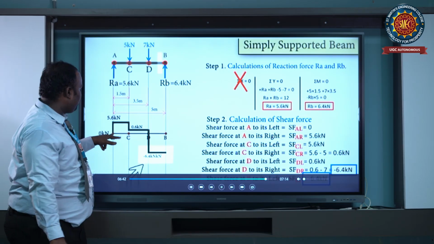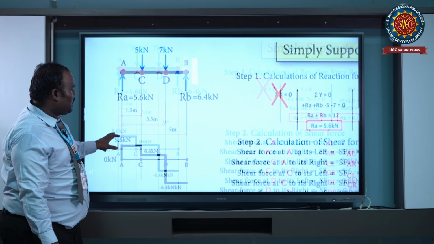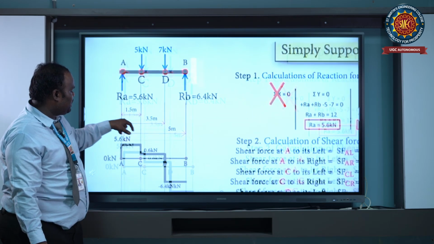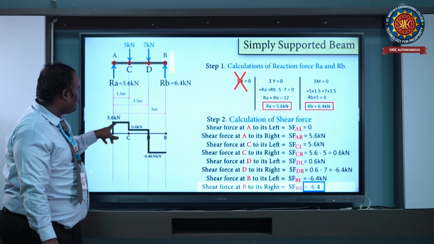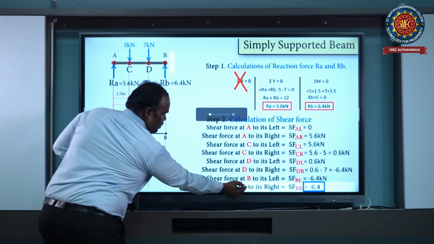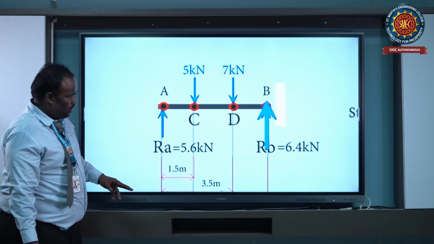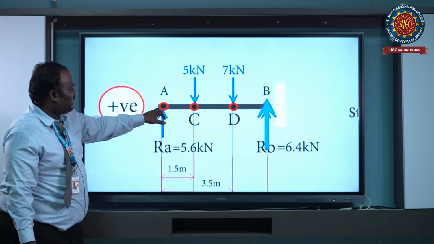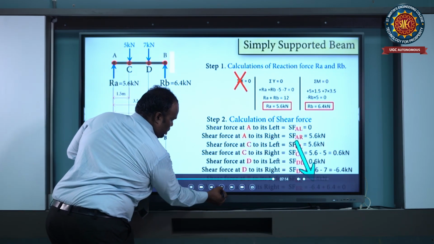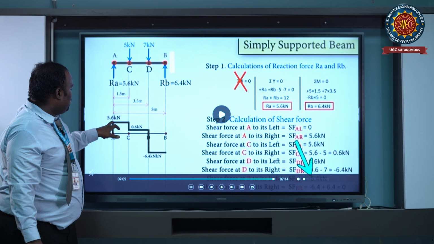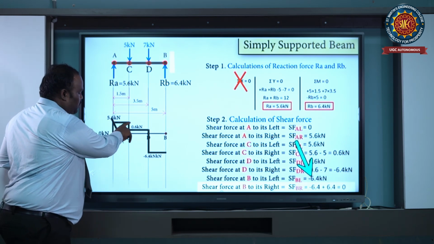So here we draw the shear force diagram. At point A it is 0. Finally, we calculated that at point A it is 5.6 in the upward direction. From A to C there is no loading, so it is constant. Then the shear force is a constant line at 5.6 from the neutral line.